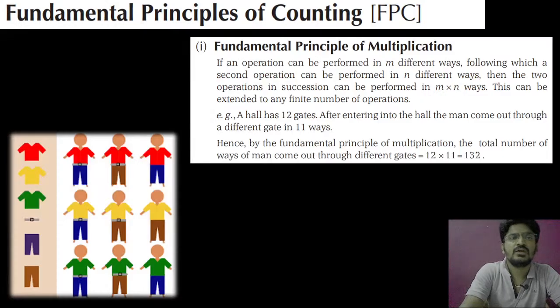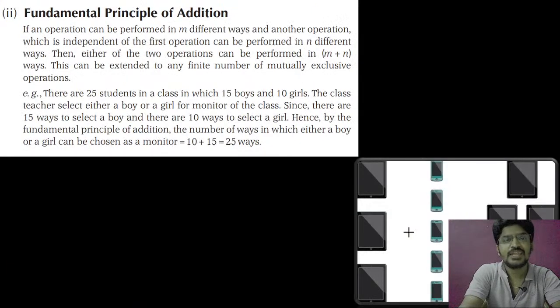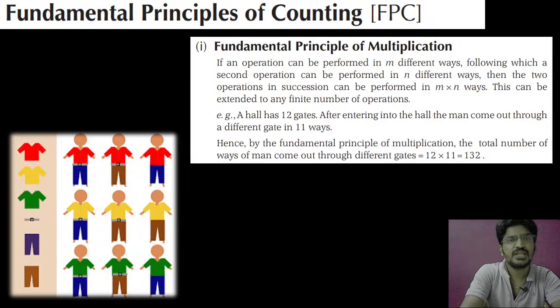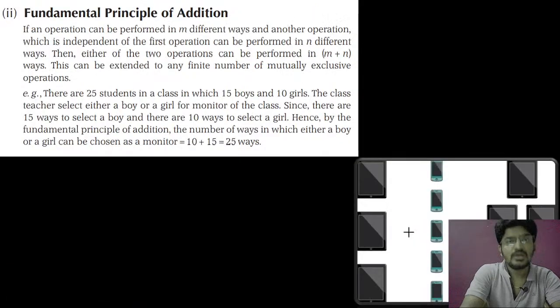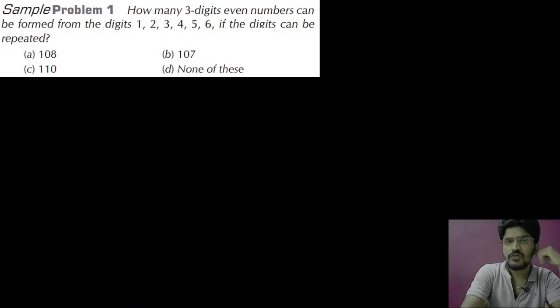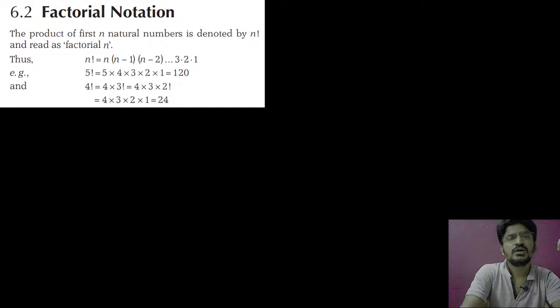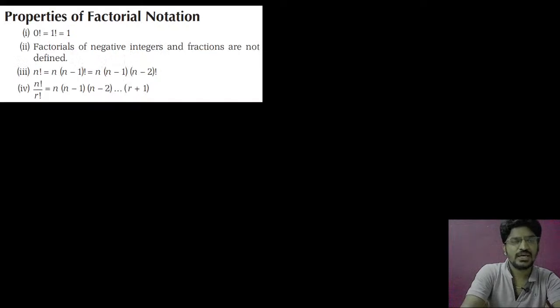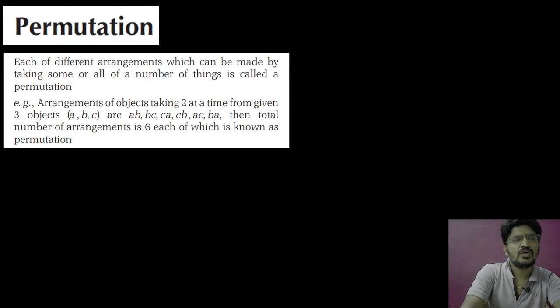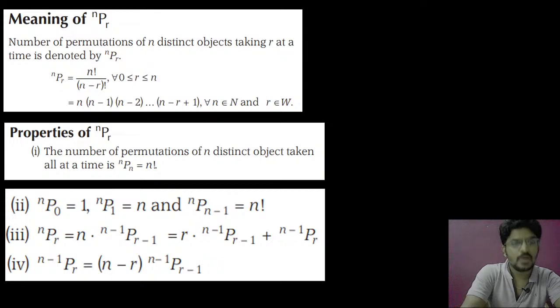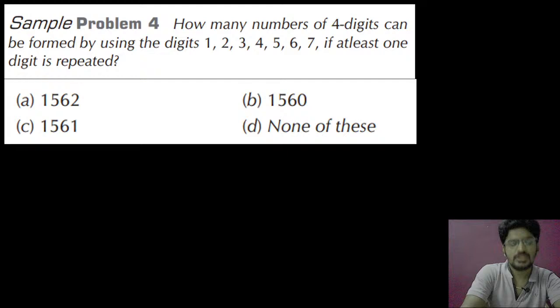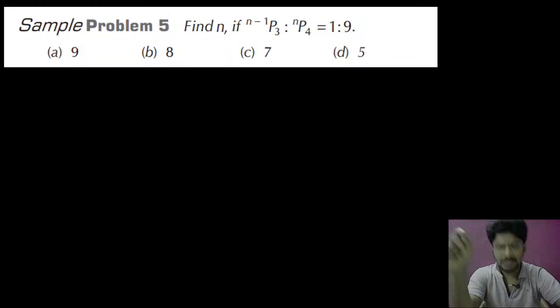Yesterday we have done fundamental principle of counting. In that we have done fundamental principle of addition as well as multiplication. Next we have gone through one of the problem of 3-digit even number, and we have solved it, no problem. Next we have gone through factorial notations, some of the problems of factorial notation, and properties of factorial notation also we have seen yesterday. And we have gone through permutation and formula of permutation with properties, and we have solved the fourth problem. Now we have to go for the fifth problem.